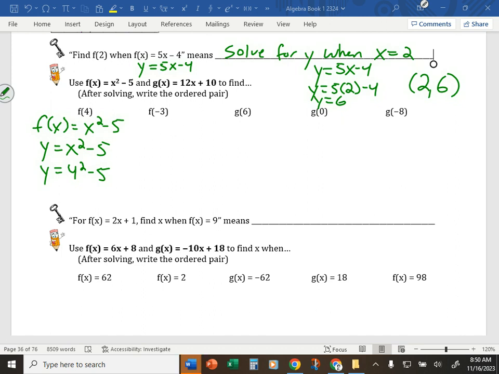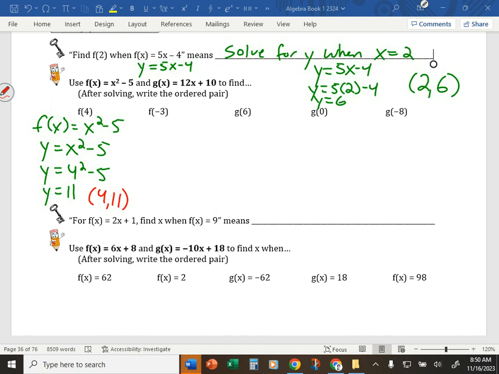And what is 4 squared minus 5? 11. So y equals 11. It does say write the ordered pair. What this means is that the ordered pair (4, 11) is on this relation.